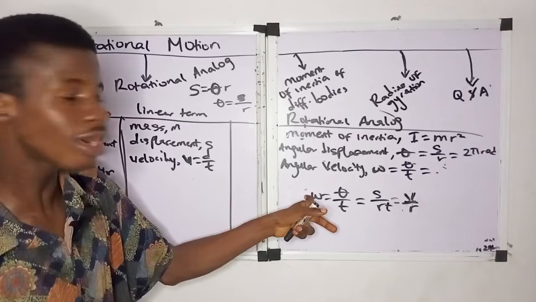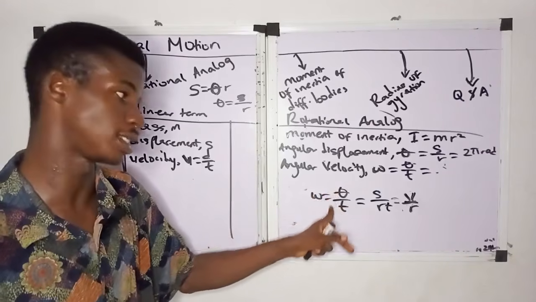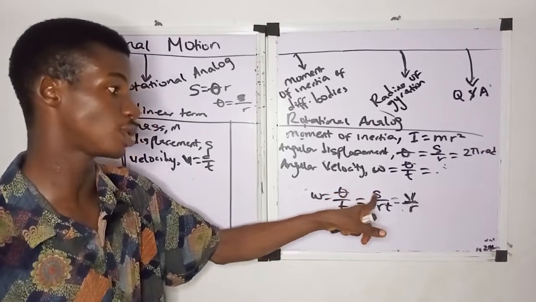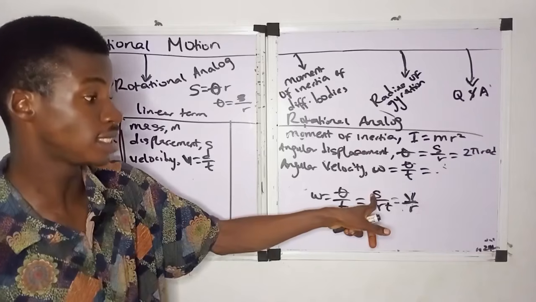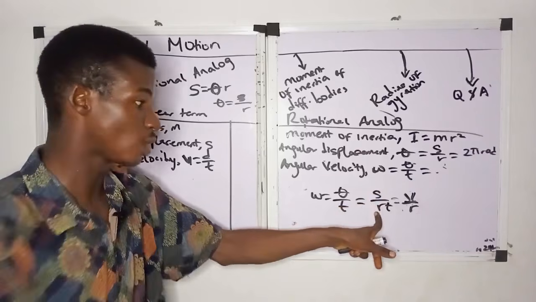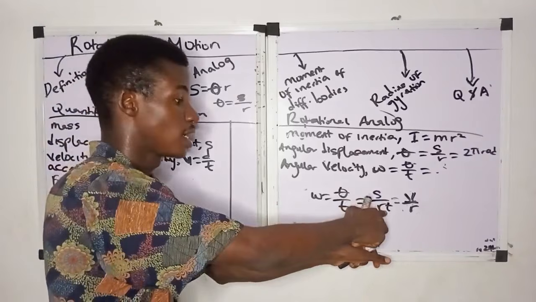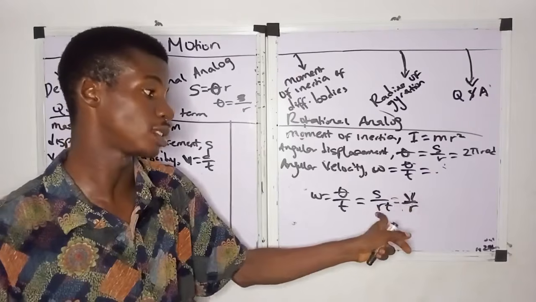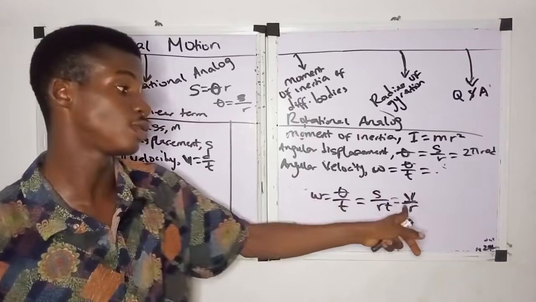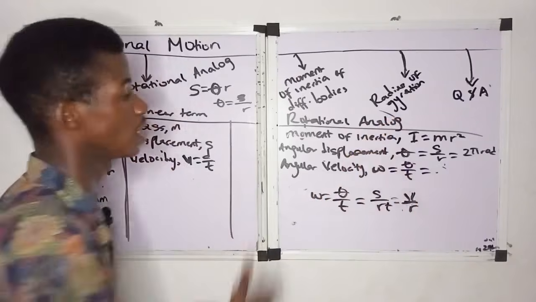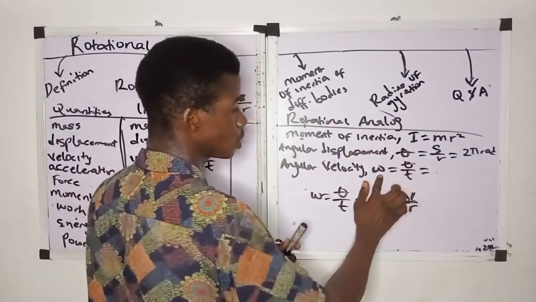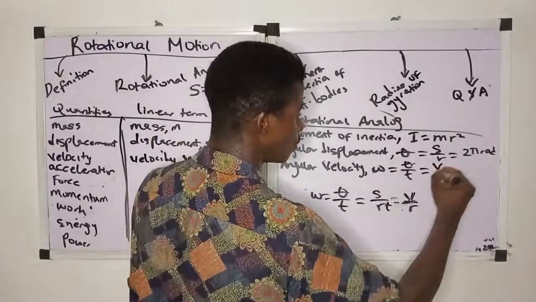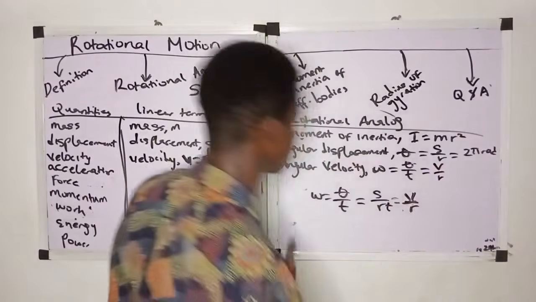So angular velocity is equal to angular displacement over time, which is still equal to s over r over t. Remember, angular displacement is displacement over radius, right? Now this displacement over time will give us velocity, then divided by r. So angular velocity is still equal to linear velocity over r. So ω is equal to angular displacement over time, which is still equal to v over r. Yes, it's very important.